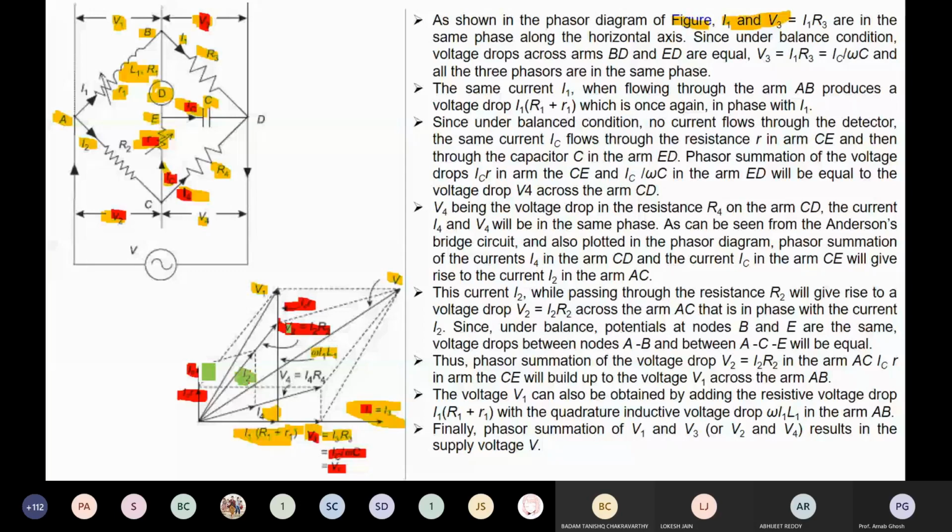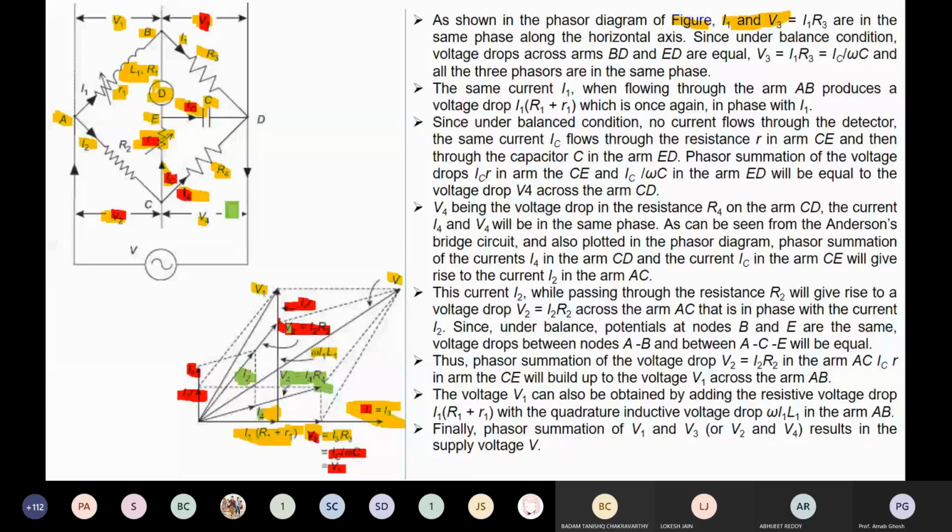Now what is your V4? V4 equal to I4 into R4. So you can extend this line up to some value, because V4 equal to I4 into R4 should be in phase with your I4, because it is a resistive potential drop. This line is your V4. So you will get the values of V4 and V2, and as well you are able to find out the value of VC.